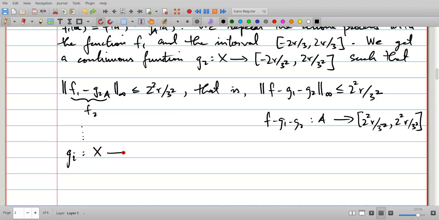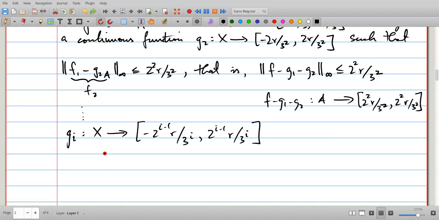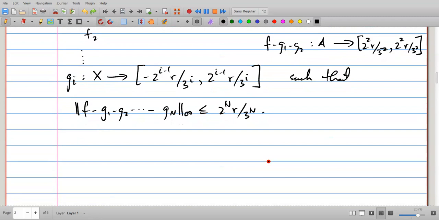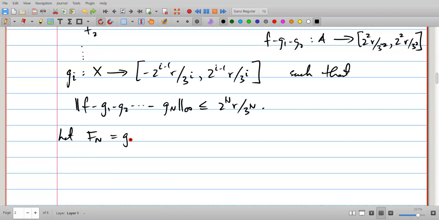g_i from X to the corresponding interval, and so we get these functions g_i such that the infinity norm of f minus g1 minus g2 minus g sub n is less than or equal to 2 to the power n R by 3 to the power n. So let f sub n be equal to g1 plus g2 plus so on plus gn.